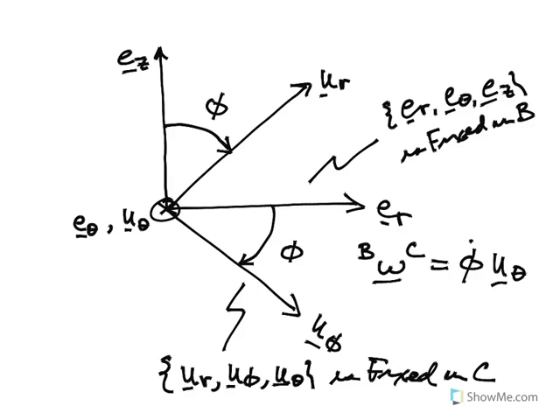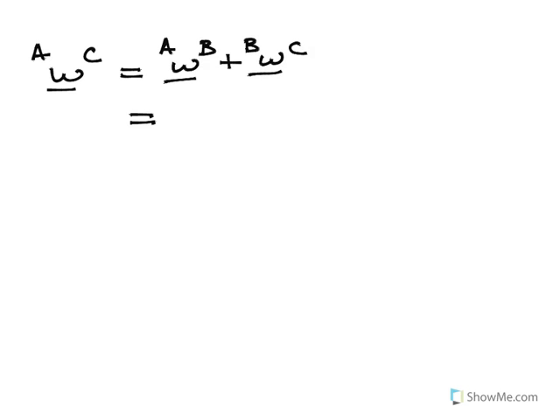So now I have a way of being able to describe the angular velocity of C in B, which gives me that the angular velocity of C in A is equal to theta dot EZ. Actually, let's write it out. Omega BA plus omega CB, which is equal to theta dot EZ plus phi dot times U sub theta.